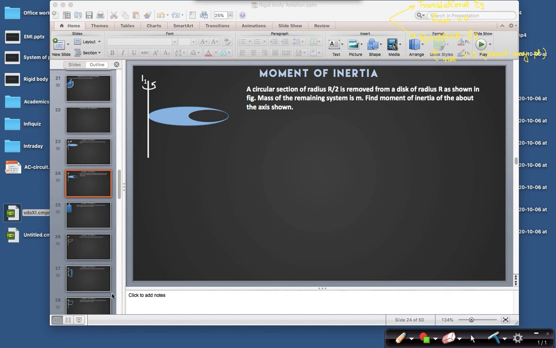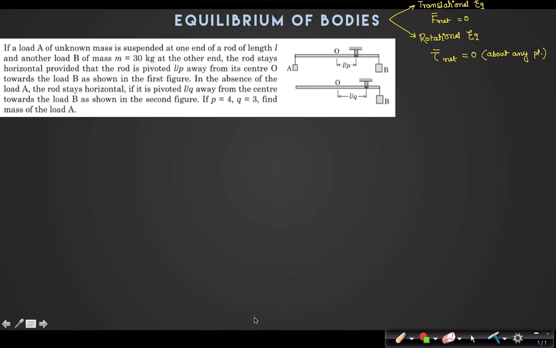Look, try to understand how I am solving these questions. Although it is the first question for this equilibrium of bodies, you can understand it. Look, in the second question first, the answer is 5. Yes, it is 5 kg.